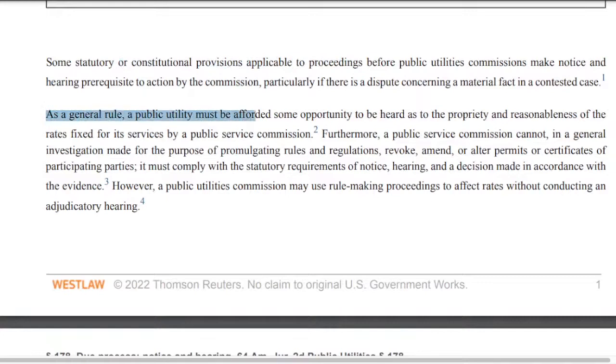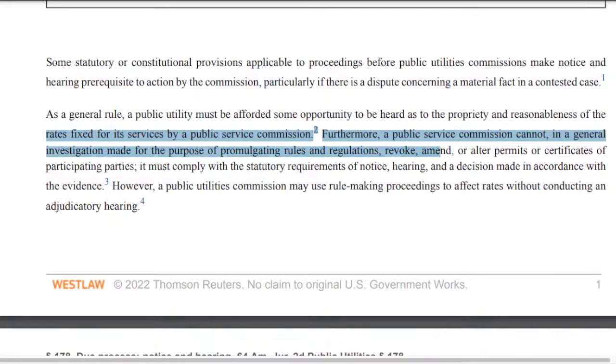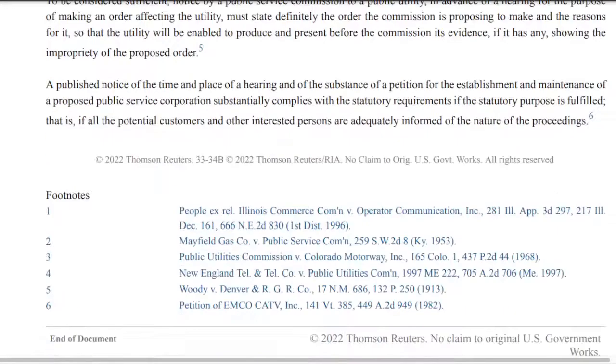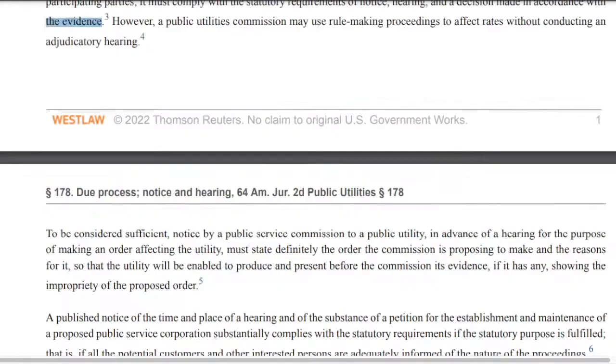As a general rule, a public utility must be afforded some opportunity to be heard as to the propriety and reasonableness of the rates fixed for its services by the commission. Furthermore, a public service commission cannot, in a general investigation made for the purpose of promulgating rules and regulations, revoke, amend, or alter permits or certificates of participating parties. It must comply with the statutory requirements of notice, hearing, and a decision made in accordance with the evidence. So number 3, Public Utilities Commission 1968, Colorado Motorway.